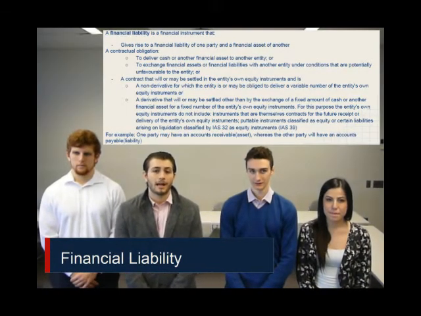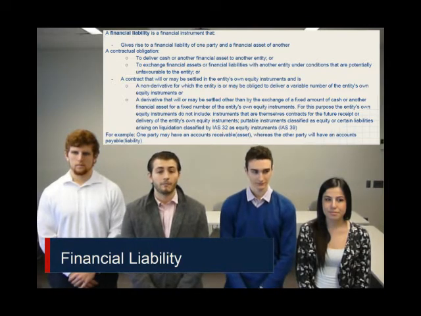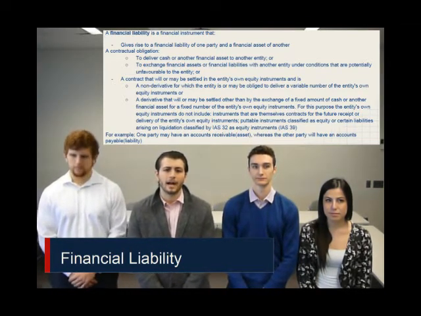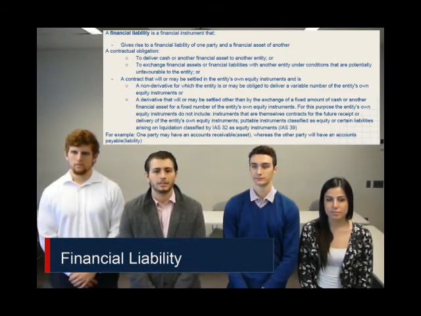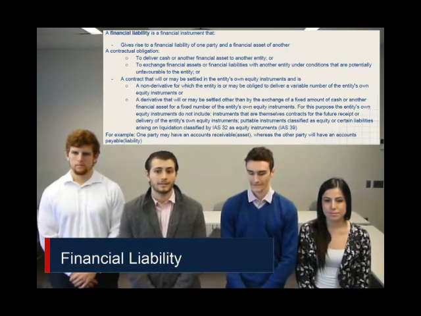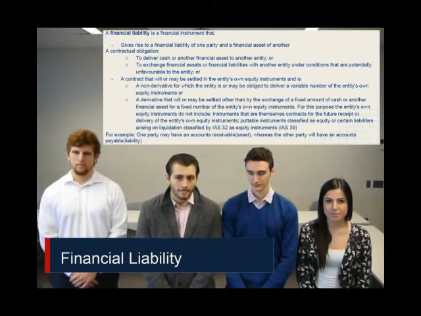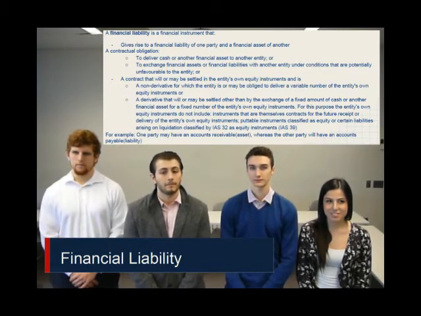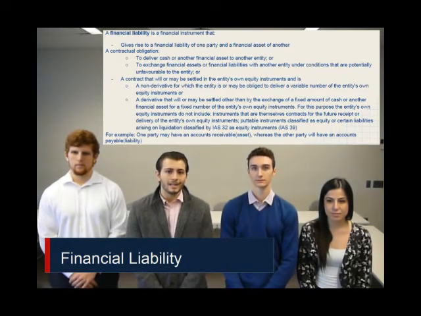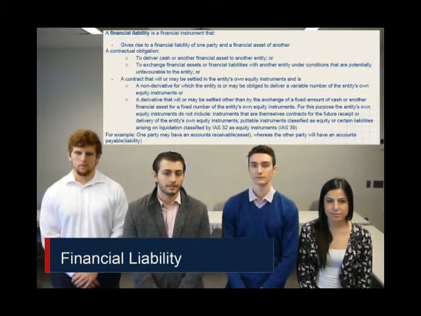So moving along, what is a financial liability? A financial liability is an instrument that gives rise to a liability of one party and an asset of another. So what does this mean? According to IAS 39, it's a contractual obligation to deliver cash or another financial asset to an entity, to exchange financial assets or financial liabilities with another entity under conditions that potentially are unfavorable to the entity. Or also it could be a contract that will be settled in an entity's own equity instrument.